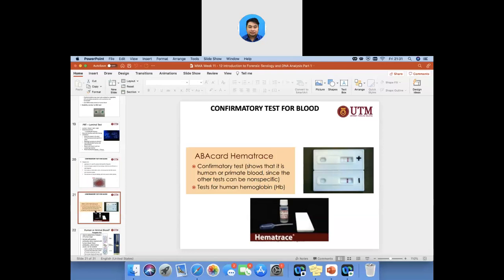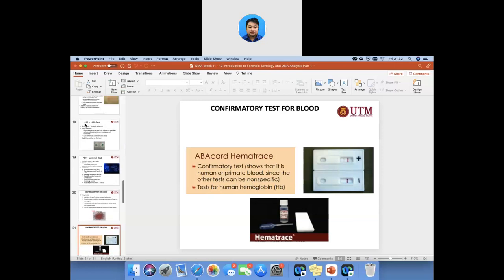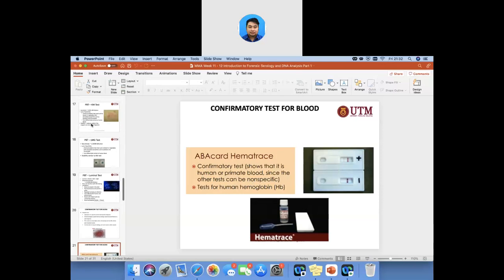The last confirmatory test for blood is the ABA card, the Hemotrace ABA card. This is a confirmatory test that shows whether it is human or primate blood, since the other tests can be non-specific. This is the test specifically for human hemoglobin. But usually we use Kastle-Meyer, leucomalachite green, and luminol.